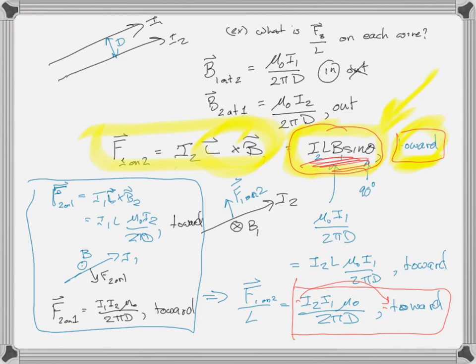If that's a little confusing to you, then ignore that, because we can just always treat ILB sine theta like a magnitude and figure out the direction by the right-hand rule. In other words, what if we reverse the direction of I2? If I reverse the direction of I2, let's say that I2 is in that direction, the magnitudes are going to be the same. Nothing changes in the equations. It's the cross product that changes, right?